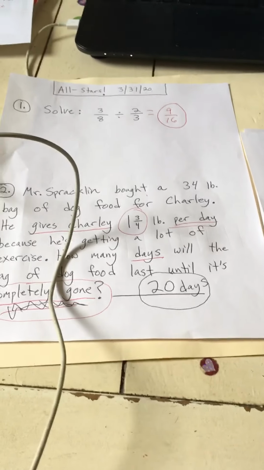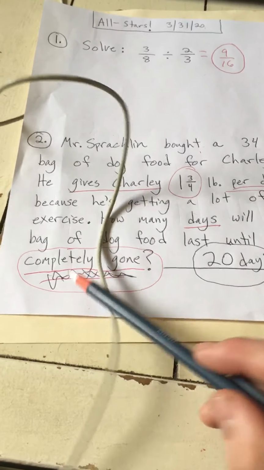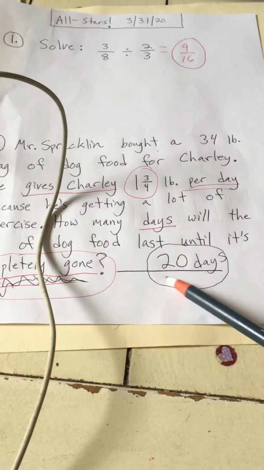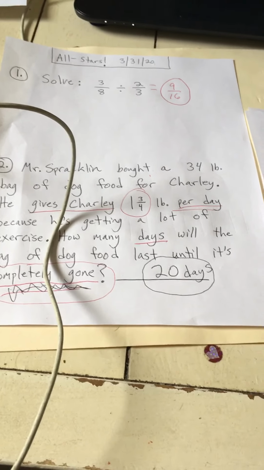He would have had a little bit left. If he only did 19 days, he still would have had a little bit of food left. So in order for it to be completely gone, he really needed 20 days. All right. Tough problem. Give this one a try for tomorrow.